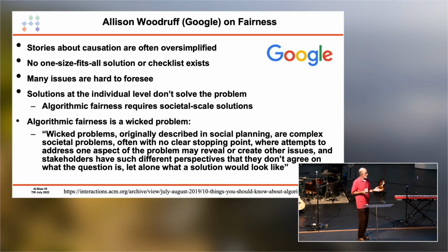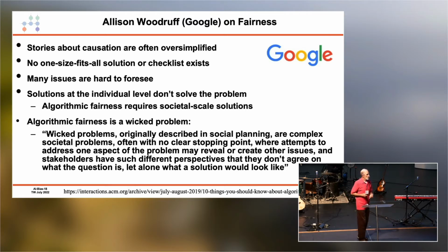Now, Alison Woodruff is a Google honcho on fairness and AI. And this is some of the stuff. There's a good link here from one of the Association for Computing Machinery magazines down at the bottom. And she basically says that stories about causation are often simplified. It's not as easy as just changing your input data or filtering out bias type inputs. No one-size-fits-all solution or checklist exists. Many issues are hard to foresee, and solutions at the individual level don't solve the problem. You need societal scale solutions.